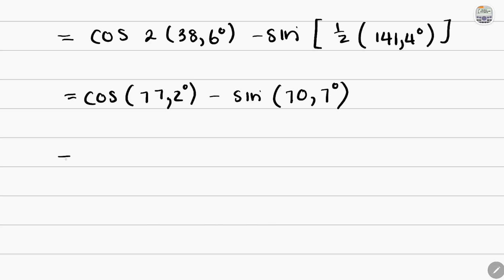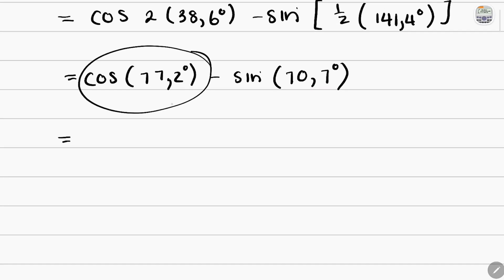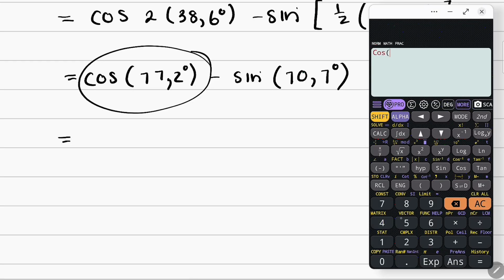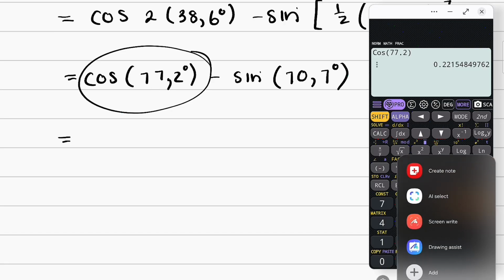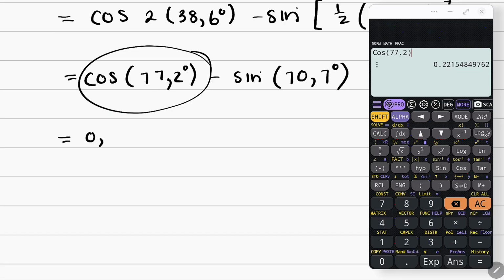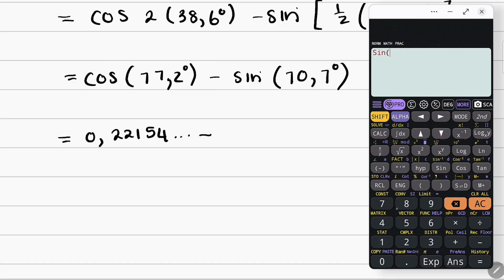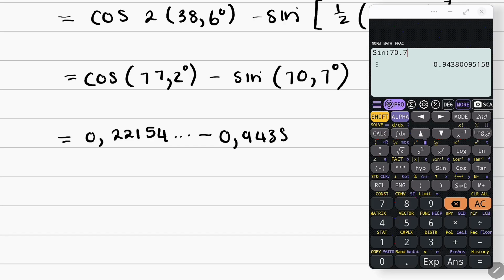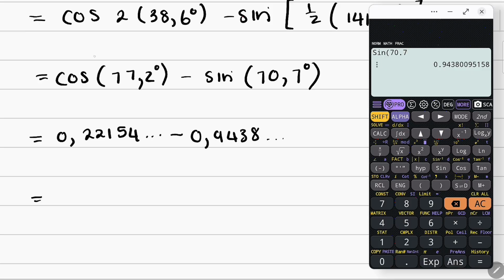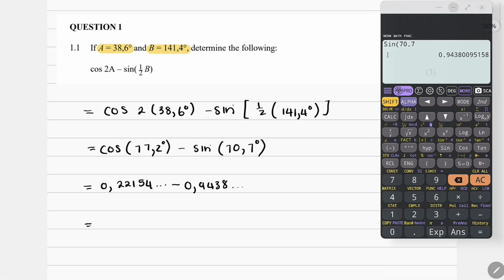Let's go ahead and punch this in and get that value. Now remember, this is just cos 77.2. Don't press shift here, okay? We are using it on an angle. So we're going to have 0.22154. I'm not rounding off yet. Then minus, and let's get the value of sine 70.7 degrees, and that is 0.9438. And finally get the final answer. I'm not going to round off yet, which is weird, but this is for 3 marks.